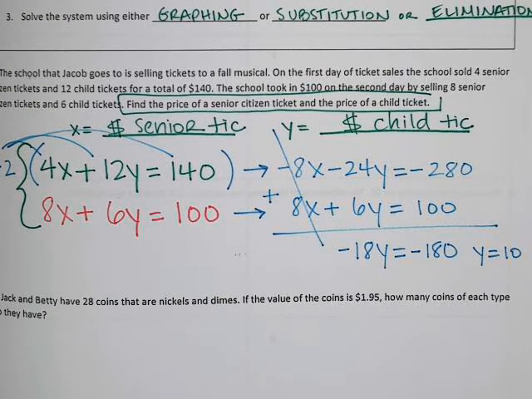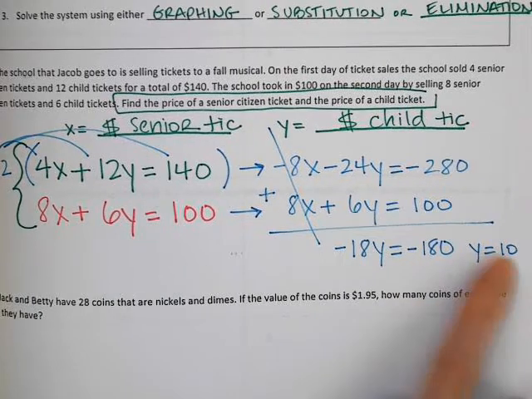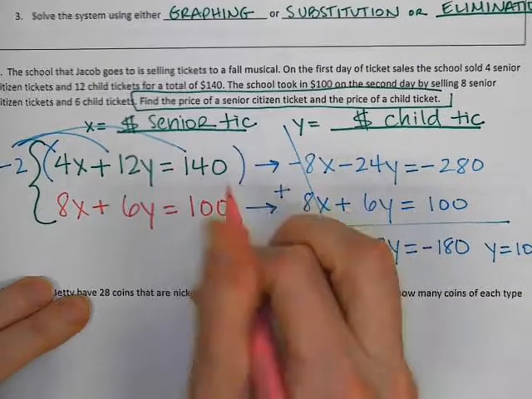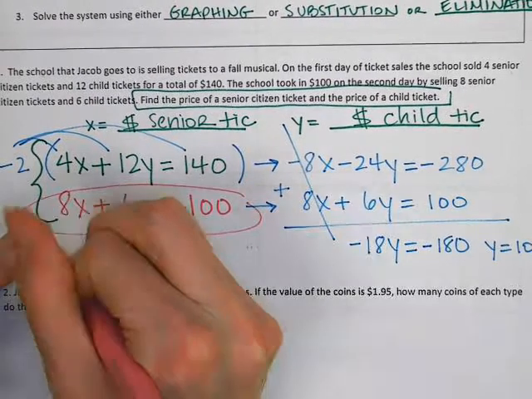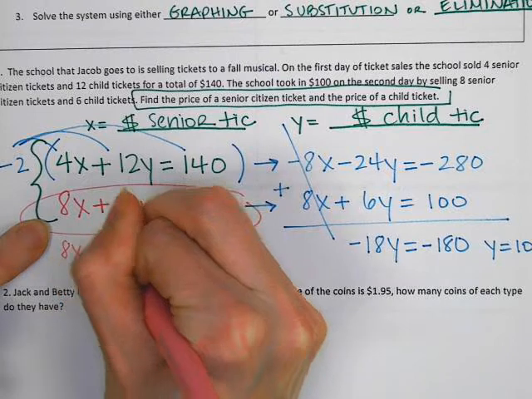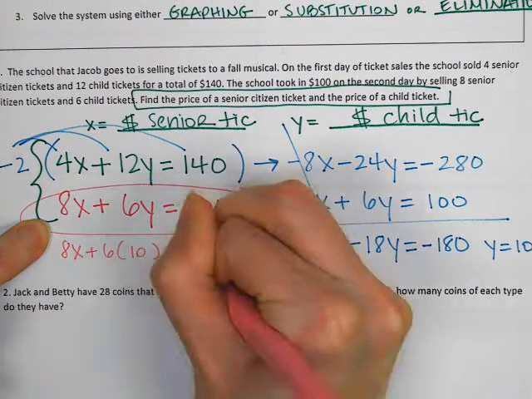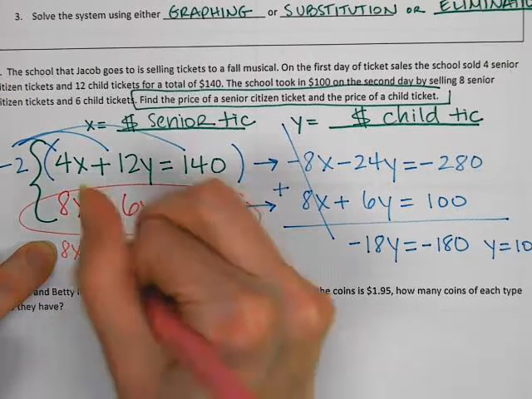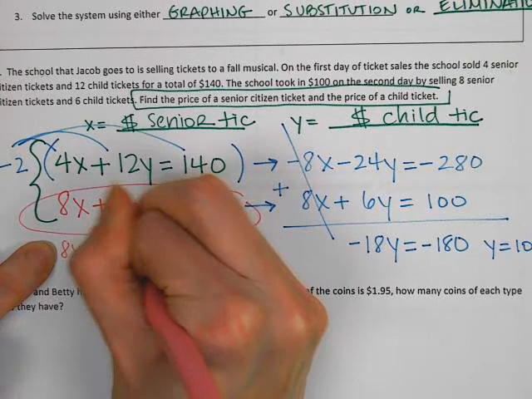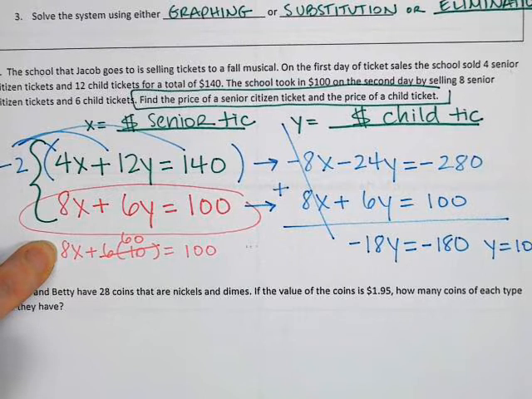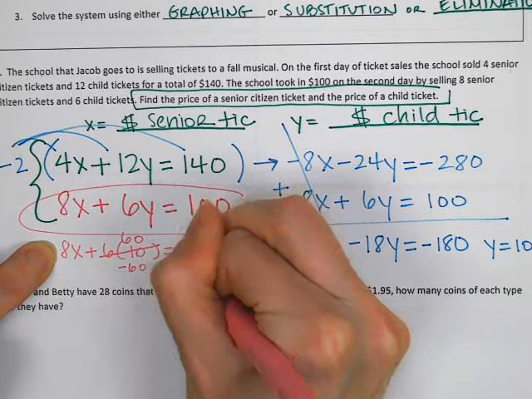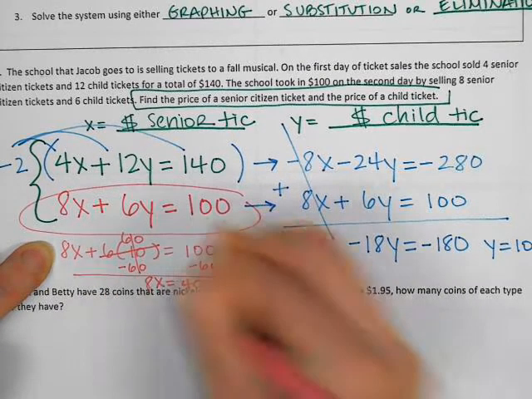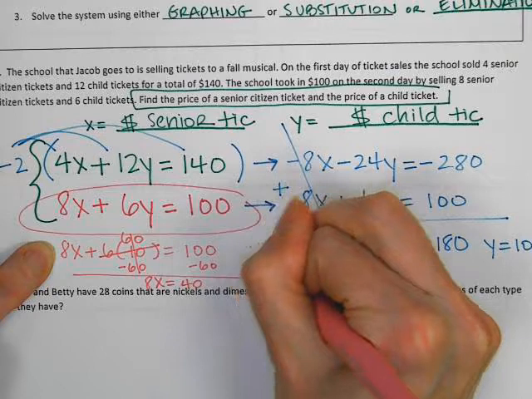All right, so go ahead and plug in 10 for y. Remember, you get to pick the equation. I'm going to pick the second one. So it's 8x plus 6 times y, which is 10, equals 100, and we need to solve for this. So 6 times 10 is 60. If you subtract the 60 over, we have 8x equals 40, and then divide by 8, so x is 5.